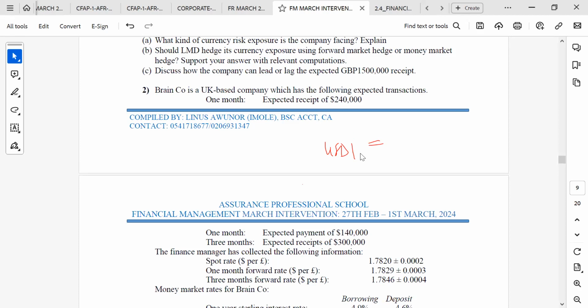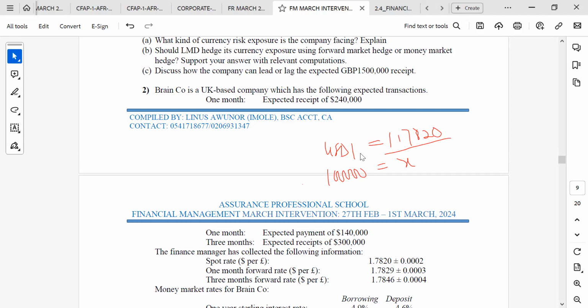So let's assume that the first one is 1.7820. Right now, what are we receiving? We are receiving dollars, so that will be 100,000. Are we going to be dividing or multiplying? We are going to be multiplying. So this is dollar and this is this amount.